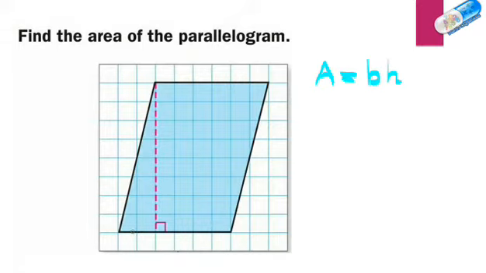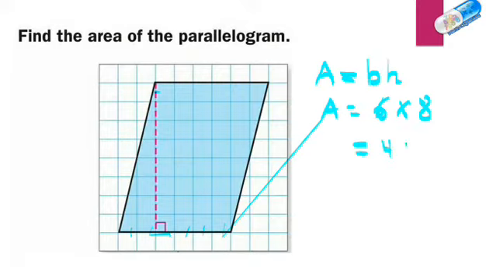So, I'm going to count the squares to get how many units the base is. Let's count together. 1, 2, 3, 4, 5, and 6. So, the B equals 6. The H is 1, 2, 3, 4, 5, 6, 7, 8. So H is 8. So I'll multiply 6 times 8 to get 48 square units. So the area here is 48 square units.